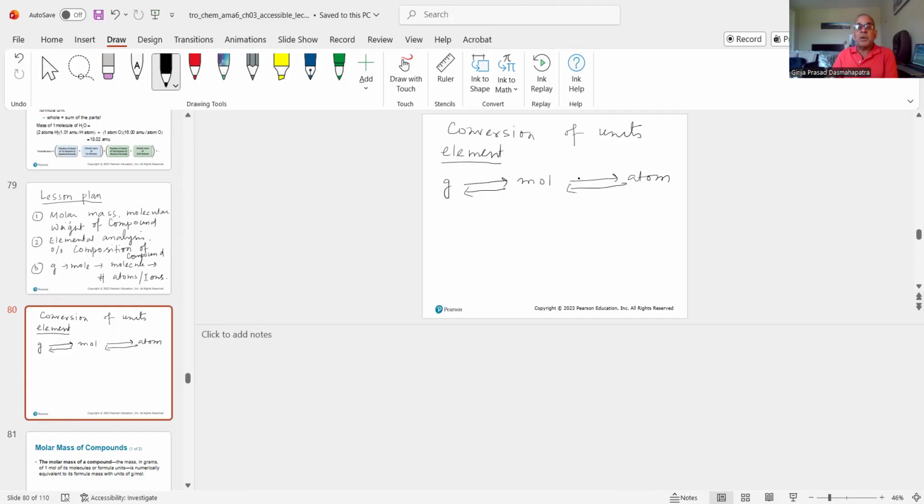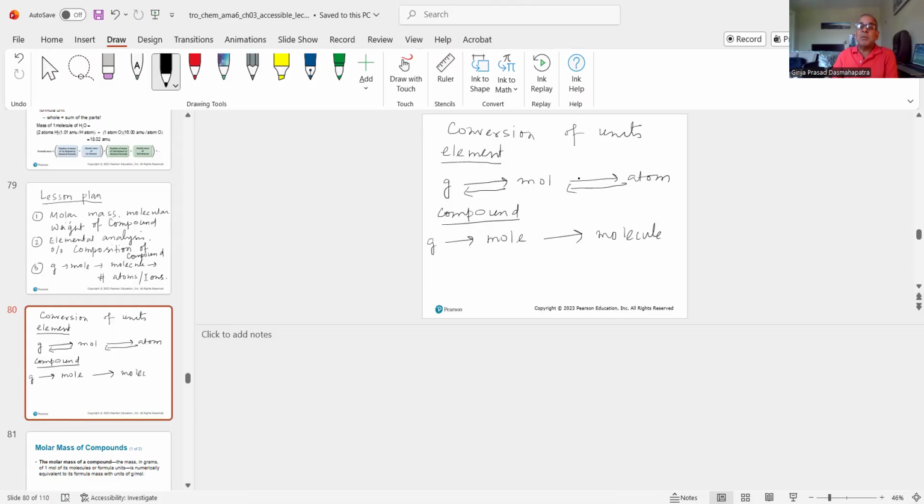But in case of a compound, it is slightly more complicated or longer. So in case of a compound, we will convert gram to moles, moles to molecules. Why?